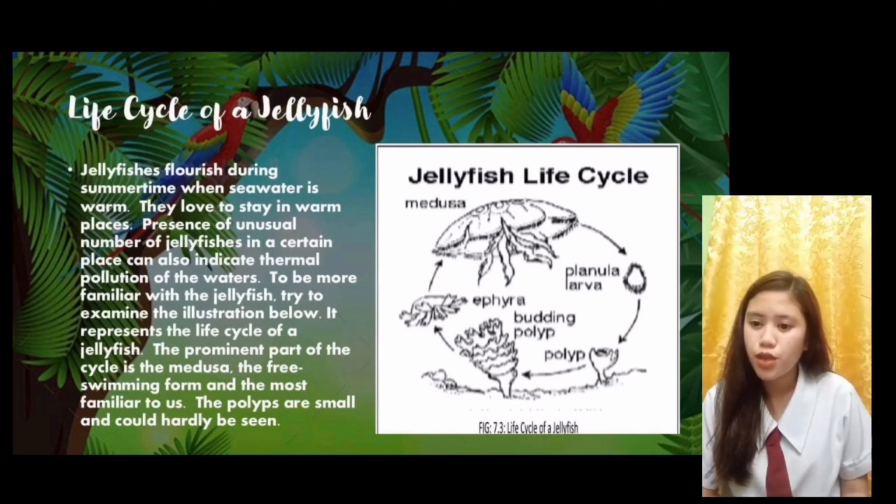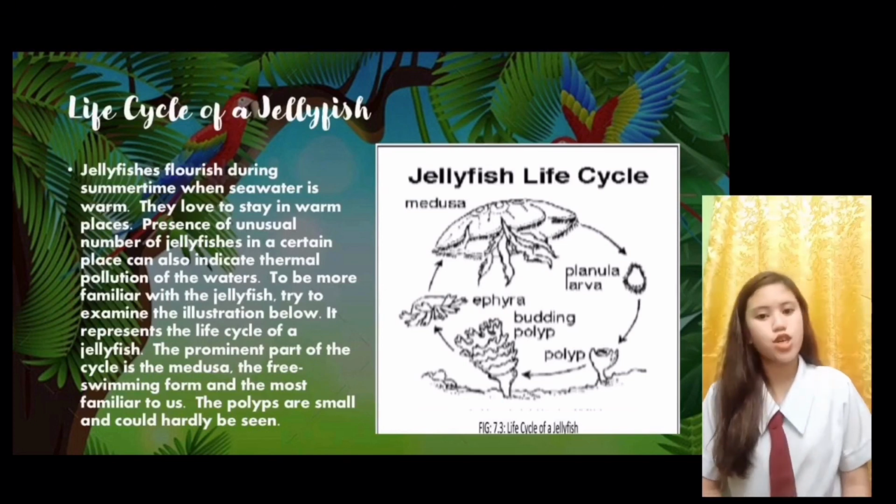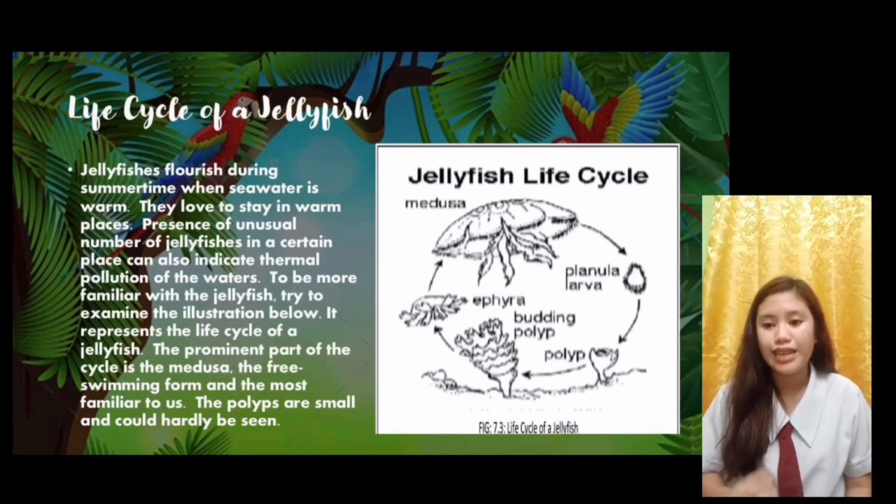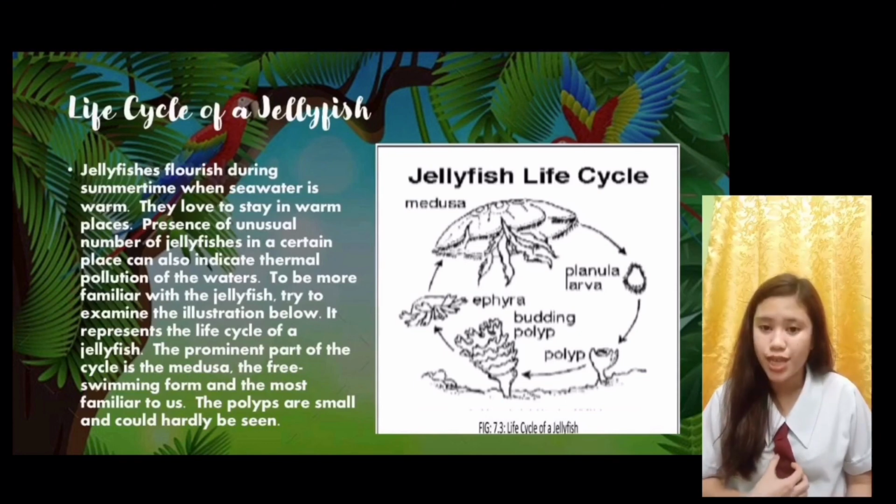To be more familiar with the jellyfish, try to examine the illustration below. It represents the life cycle of a jellyfish. The prominent part of the cycle is the medusa, the free-swimming form and the most familiar to us. The polyps are small and could hardly be seen. So, ito pong jellyfish, na gaya po na sinabi ko kanina, ay kabilang po siya sa mga invertebrates animals, kung saan gustong-gusto po nila yung part po ng tubig kung saan ay warm. They love warm places po.